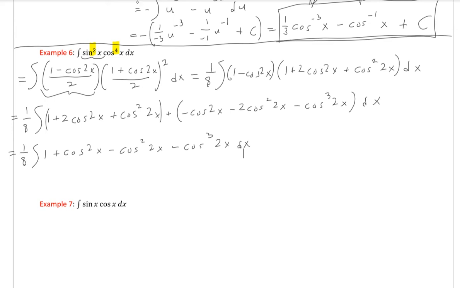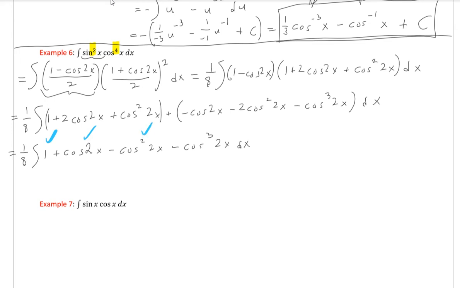Okay. Let's clean up one of these. This looked like the square. This was just a 2x. Okay. So notice we have 4 terms. Again, I can solve 1 nicely. Cosine 2x, fine. I could do that integral.